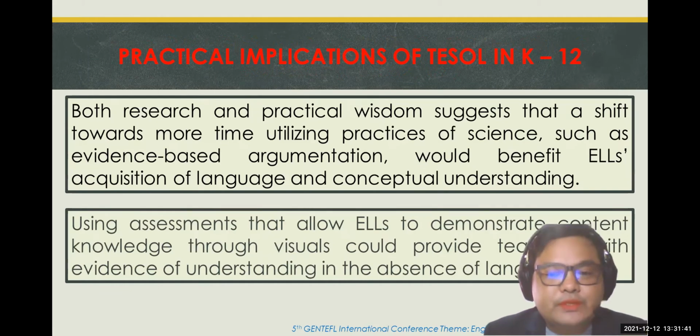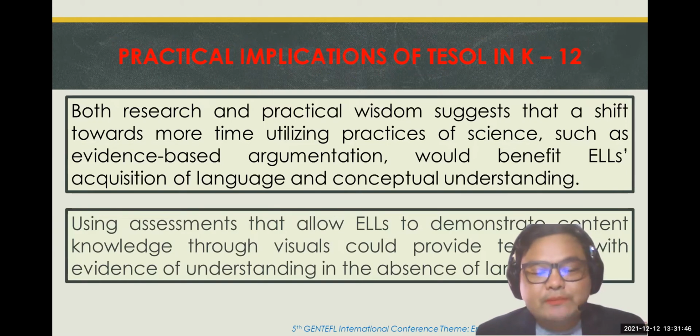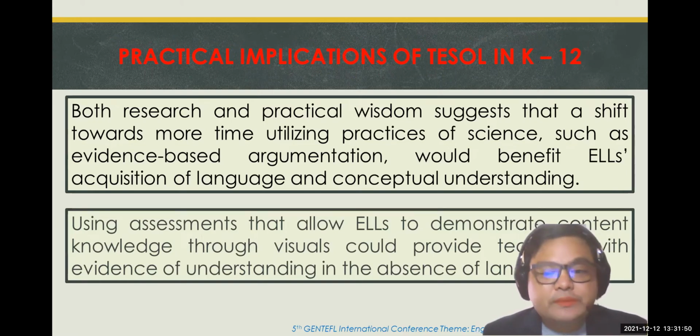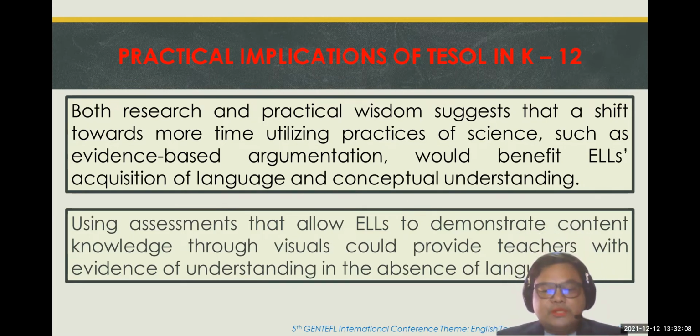Both research and practical wisdom suggest that a shift towards more time utilizing practices of science, such as evidence-based argumentation, would benefit the English language learner's acquisition of language and conceptual understanding. Using assessment that allows English language learners to demonstrate content knowledge through visuals could provide teachers with evidence of understanding in the absence of language.